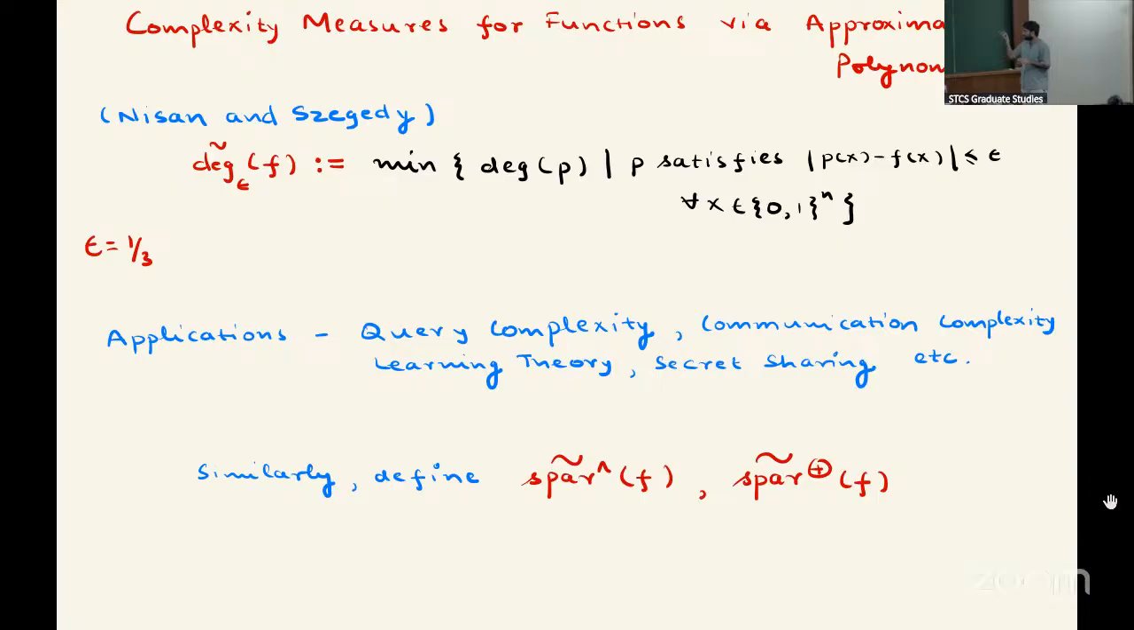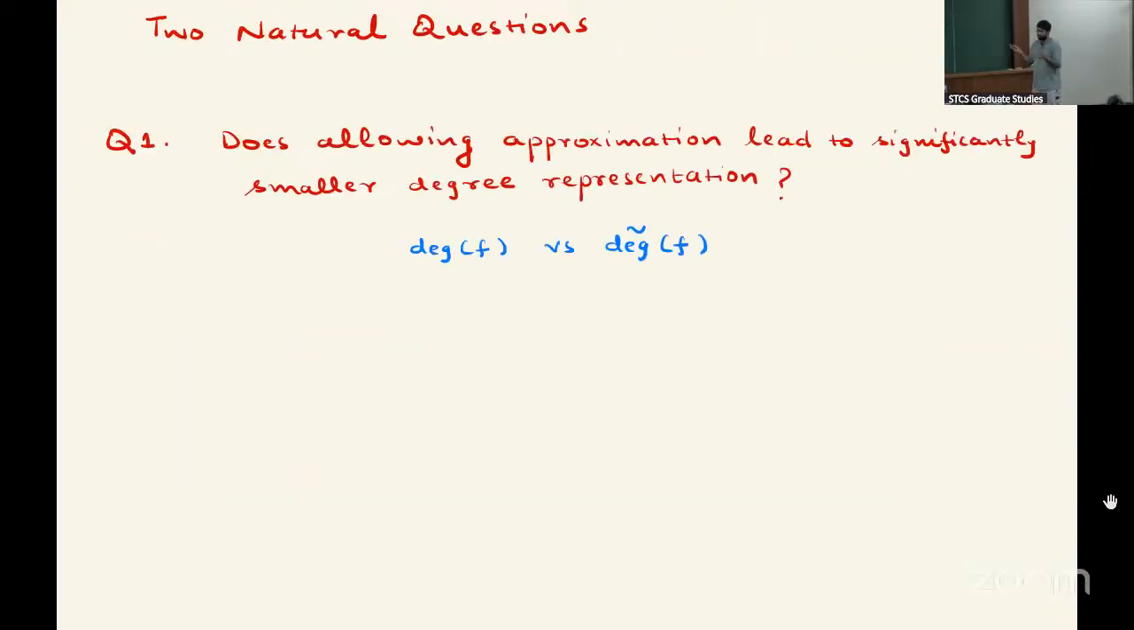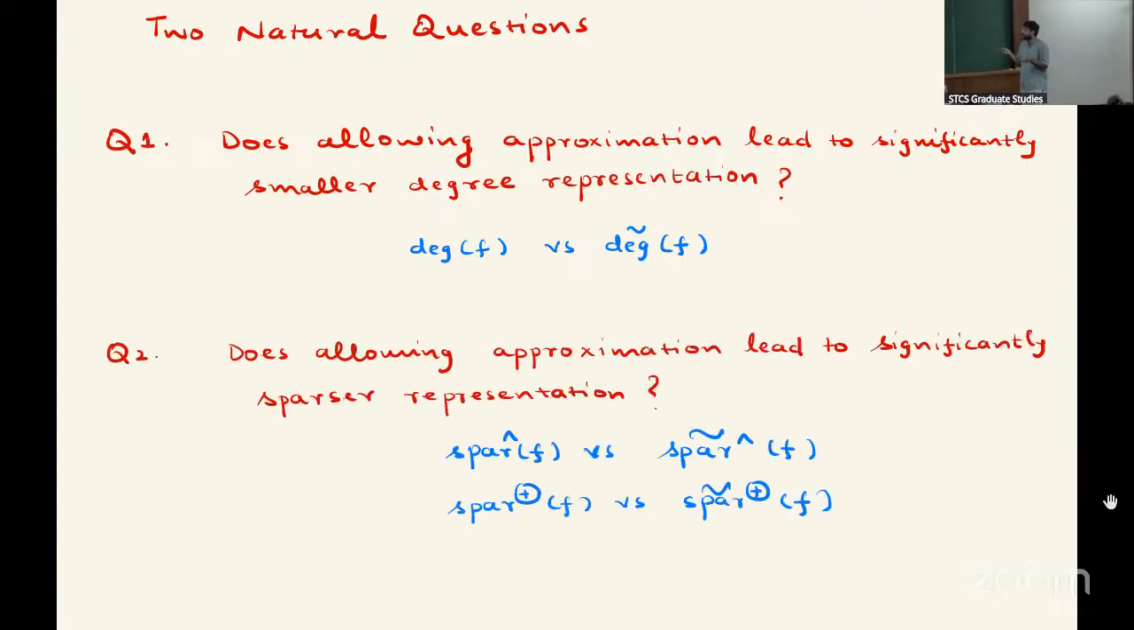Similarly, we can also define approximate sparsity in the De Morgan basis and approximate sparsity in the Fourier basis, as we have defined the approximate degree. And once we have defined these two ways of measuring complexity using polynomials and approximate polynomials, we have these two natural questions. What is the relationship between degree and approximate degree? And what is the relationship between sparsity and approximate sparsity?